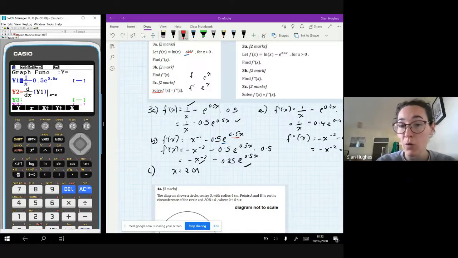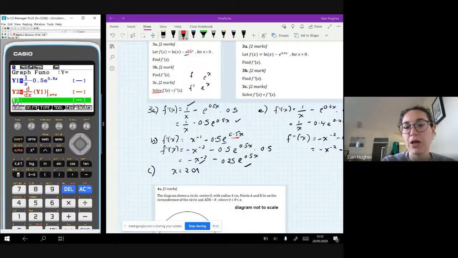I could, had I wanted to, have put the fx formula in first and told it to do d by dx and the second derivative, and it would have done that for me as well, but then I would have had 3 graphs. So I've chosen just to have this one typed in as my answer and then this one as the derivative. I'm going to try and go to my window.